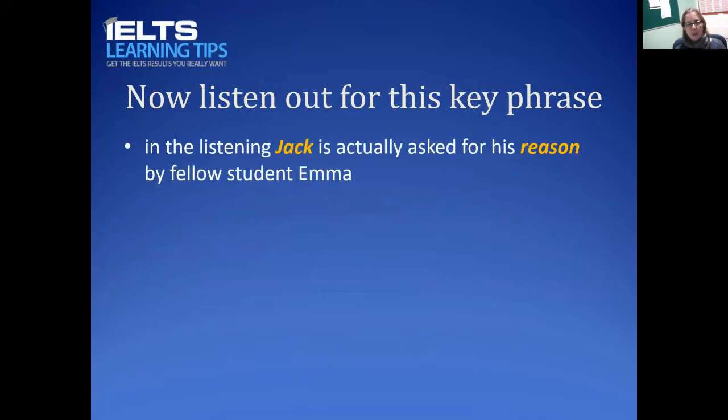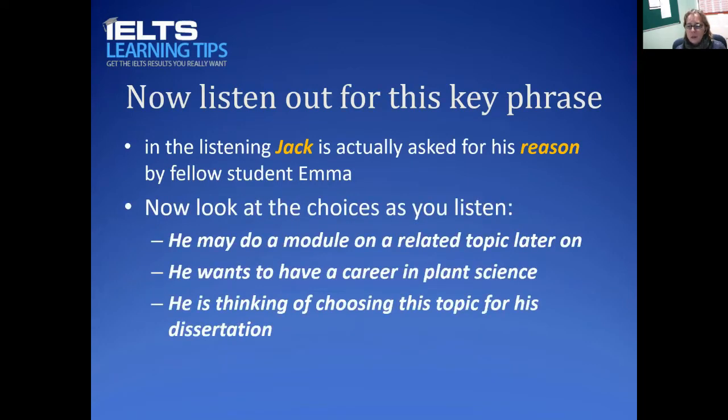So we discover when we listen that Jack is asked for the reason by a fellow student, Emma. So he's having a conversation with Emma, and she actually asked him this question: what is his reason for studying this, seed germination? And these are the choices. So once we hear this question from Emma, we have to listen carefully and focus. So will he do a module in a related topic later on? Does he want to have a career in plant science, or is he thinking of choosing this topic for his dissertation? So as we listen, we look at these choices.